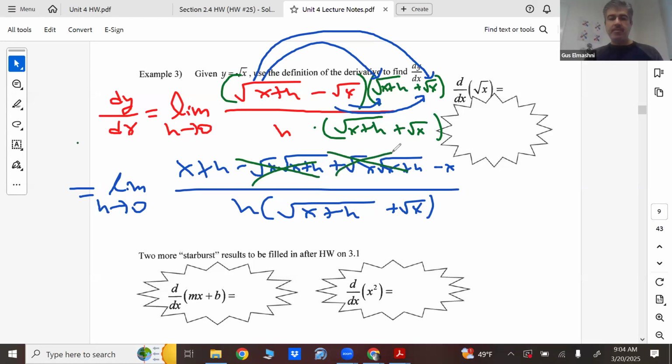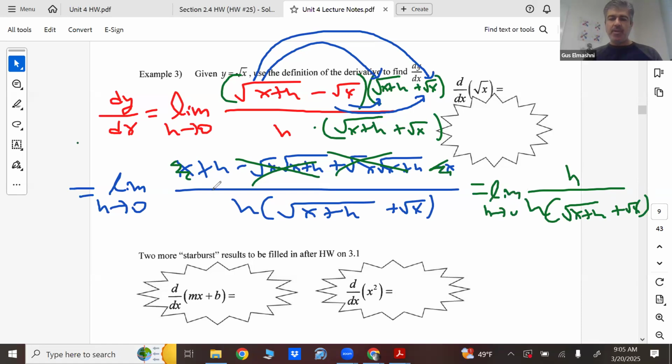See how those go away? What else goes away, guys? Let's just do it this way. So you're stuck with h up top. So you have h over 2 h's. Those h's clearly go away. And then if you plug in 0 for h, you should get 1 over 2 root x. So at the starburst there, put 1 over 2 root x.